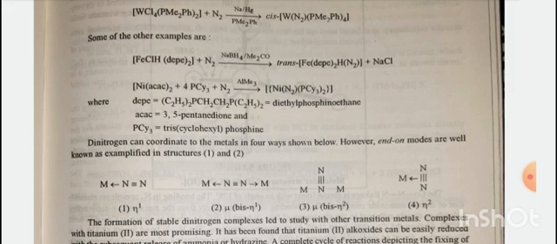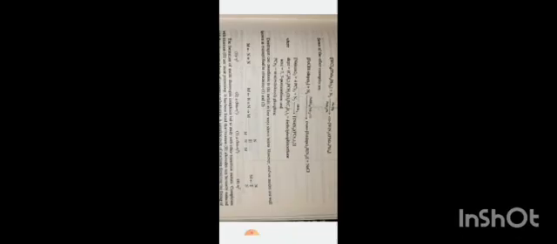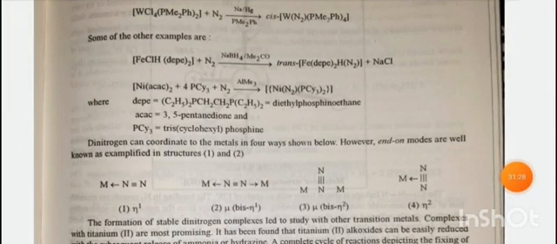DPE is equal to diethyl phosphinoethane, ACAC is 2,4-pentanedione, and PCy3 is equal to tris cyclohexyl phosphine. Dinitrogen can coordinate to the metal in four ways shown below.